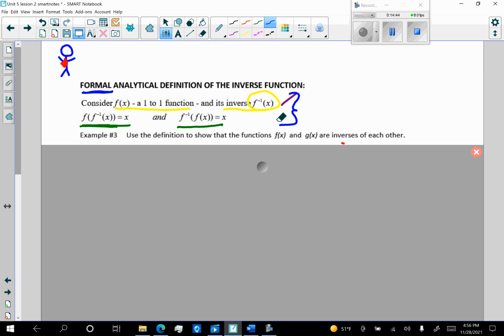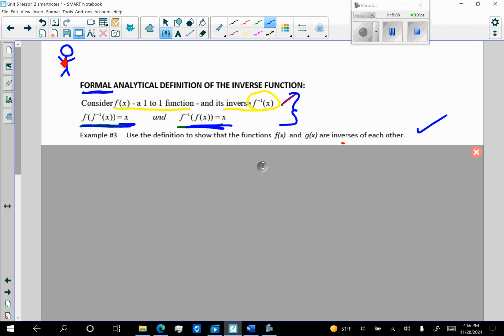This is showing that when two functions are inverses, what we're simply going to do is the composite f inverse of f of x. If they both equal x, they both have to equal x, then we know f and g of x are inverses of each other. So let's do an example of this.